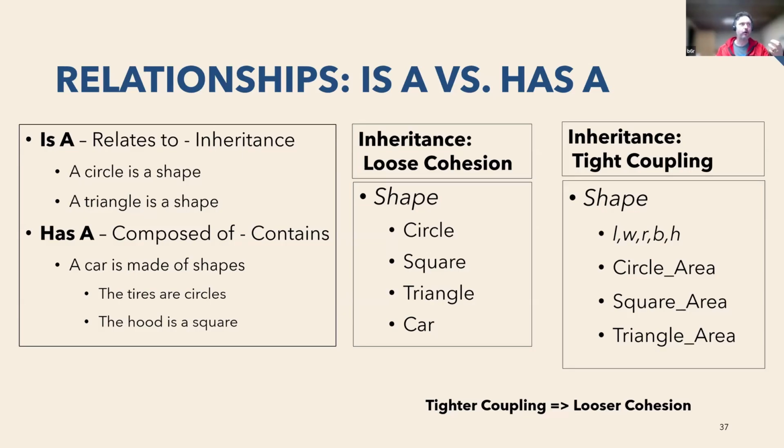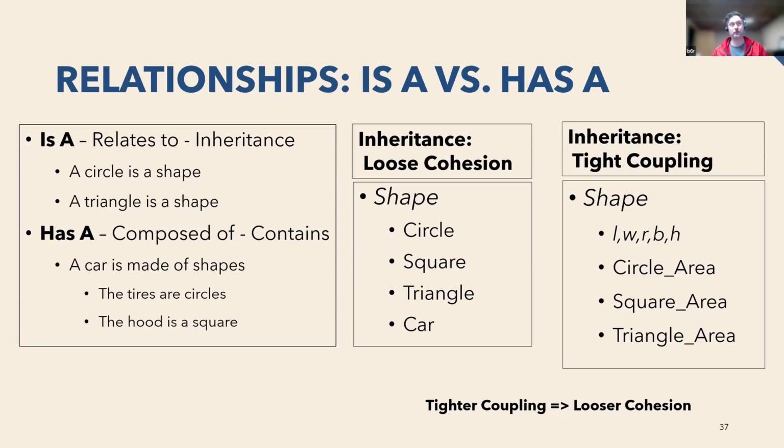It has a thing. So a car is made of elementary shapes, like tires are circles and the hood's a square. So an inheritance with loose cohesion would be saying that a car is a shape. Yes, it does kind of have a shape when you compose it all together, but is a car really an elementary shape? Probably not. In some modeling aspects you can maybe pull that off, and in others you definitely can't. So it's not very cohesive.